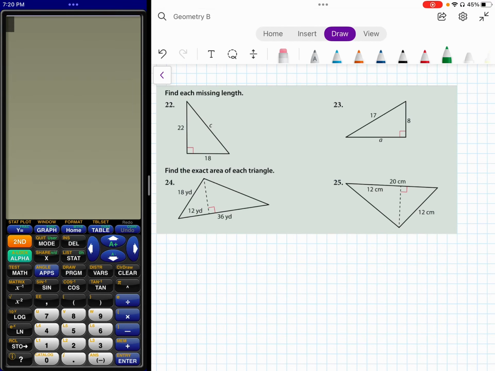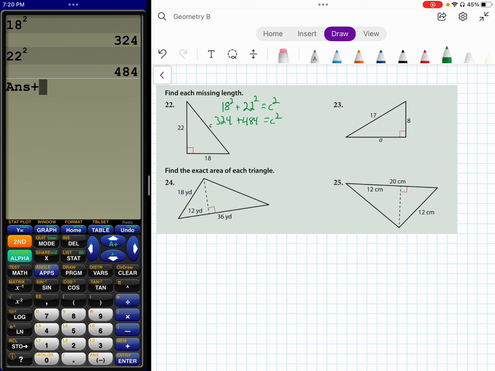Moving on to 22 through 25, it says find each missing length for 22 and 23. Well, both of these are right triangles, so we can use the Pythagorean theorem. In number 22, we have a leg squared, so 18 squared, plus the other leg squared is equal to the hypotenuse squared. So 18 squared is 324, and 22 squared is 484, equals c squared. We're going to add those together.